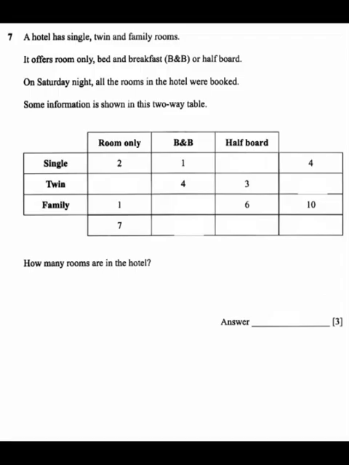So this question is a two-way table question, but it's just a box filling exercise really. So a hotel has single and twin rooms. It offers room only, bed and breakfast or half board. On Saturday night, all the rooms in the hotel were booked. Some information is shown in this two-way table, and then it's just to fill in everything there.